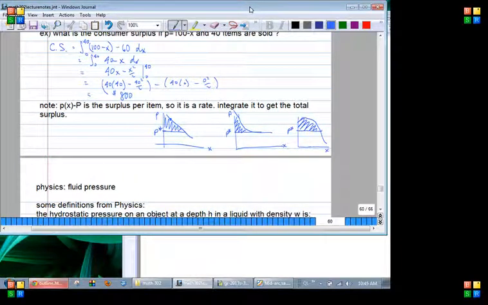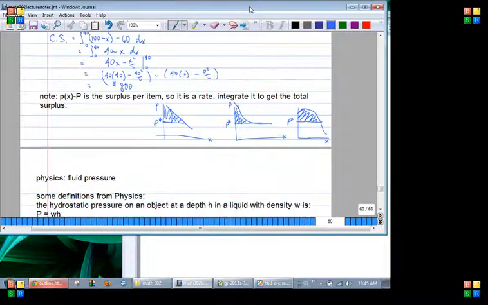Okay. So the hydrostatic pressure of an object at a depth h in a liquid with density W is P equals WH. First of all, hydrostatic is a fancy sounding word, but it's not that fancy. What does it mean? Hydro, liquid, static, standing still.